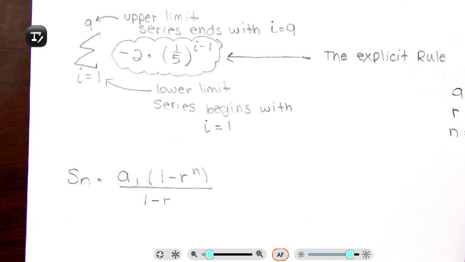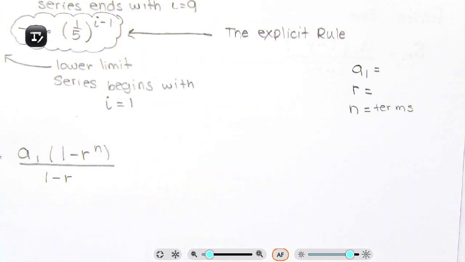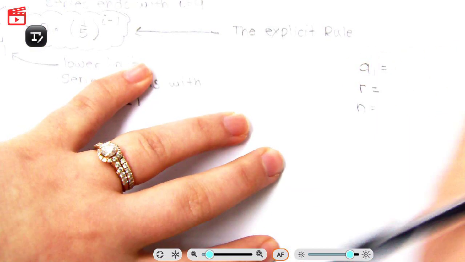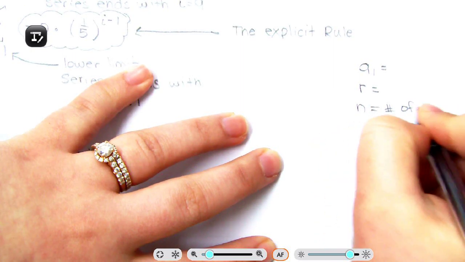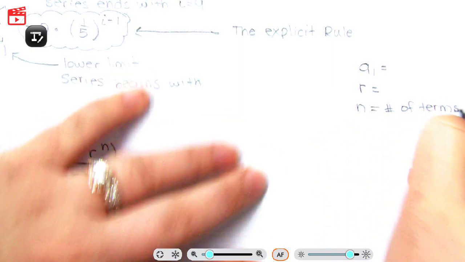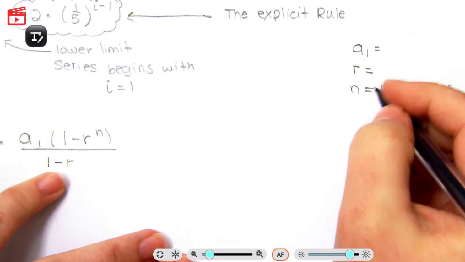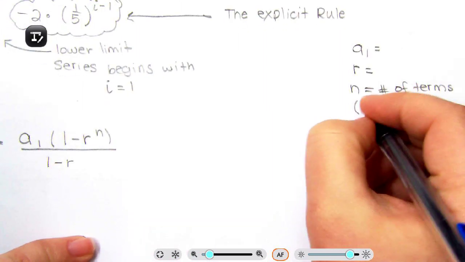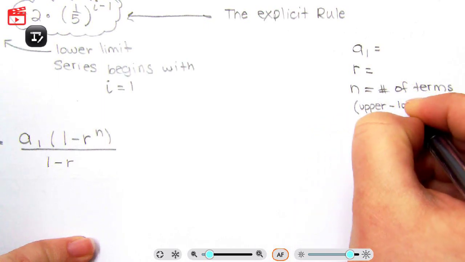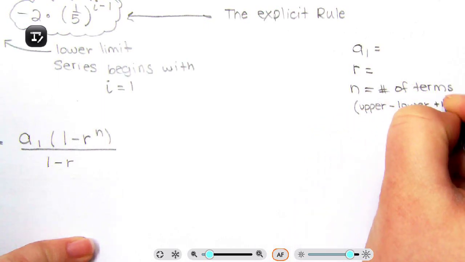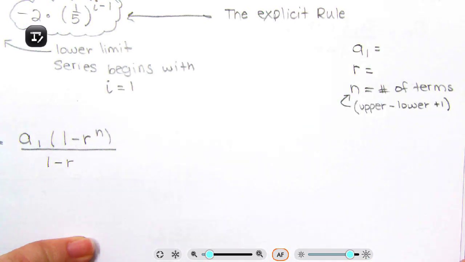So it's like the number of terms, the quantity of terms. Let me write number of terms, because that could be misleading. So the number of terms you're actually adding together. If you recall, you take your upper limit minus your lower, add 1, and that's what you're going to get for n.